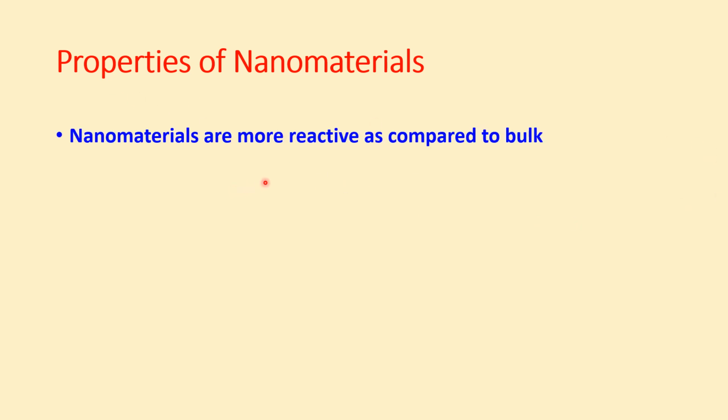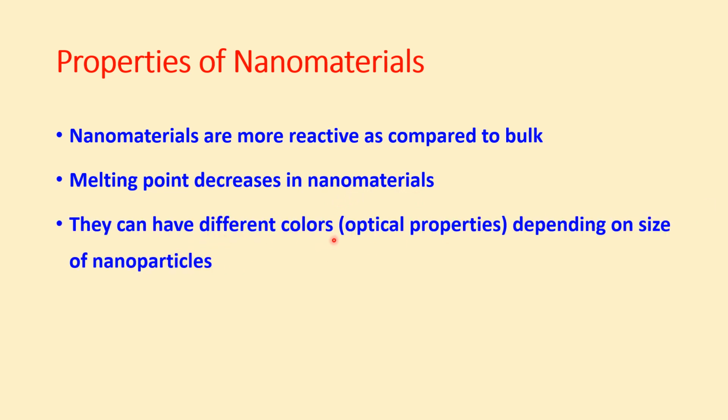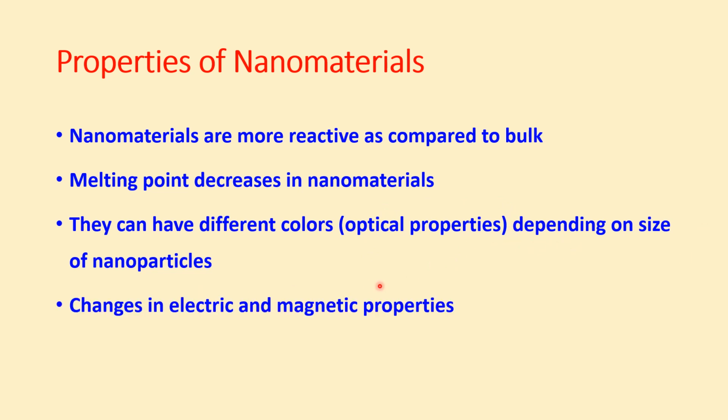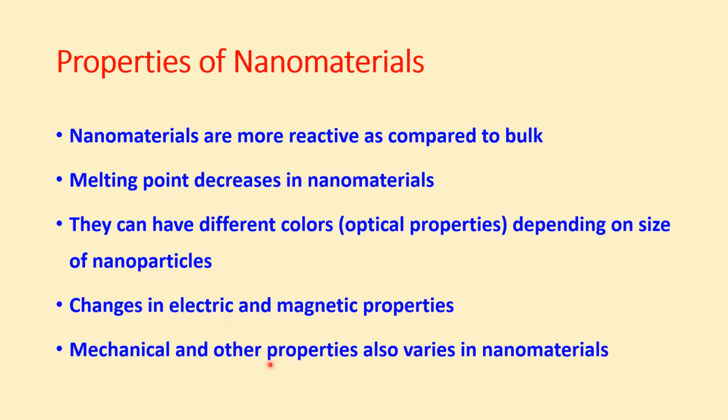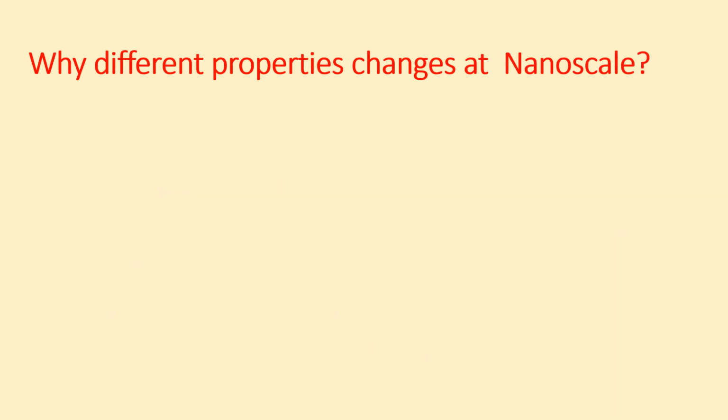The properties of nanomaterials are very different compared to their bulk counterparts, and nanomaterials are more reactive than bulk material. Their melting point decreases as we go to the nanoscale. They can have different colors, which means their optical properties are different and depend on the size of the nanoparticle. There are changes in electric and magnetic properties also, and their mechanical and other properties also vary in nanomaterials. And why do the properties change drastically at the nanoscale?